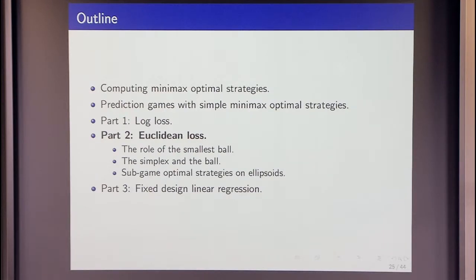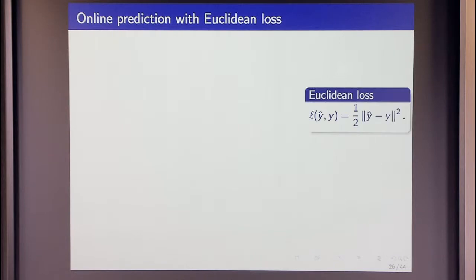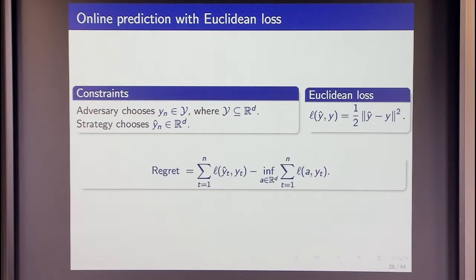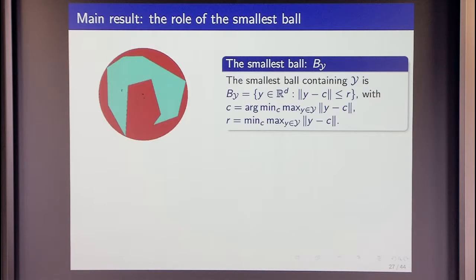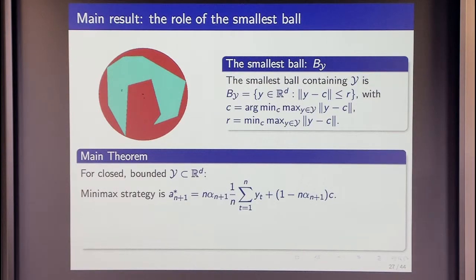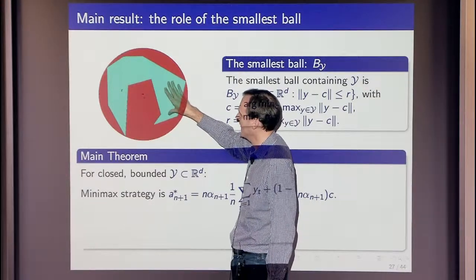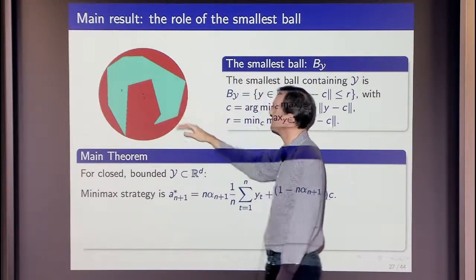Okay, so the second part of the talk is on Euclidean loss. So this is a game where we're working in a vector space, and the loss is the squared Euclidean distance between our prediction and the outcome, times a constant factor, and the adversary is constrained to some set in R^D. The regret is the same old thing, and I'm pretty much going to just state the main result. So this blue-green shape is our outcome space. This is the set that the adversary is restricted to.